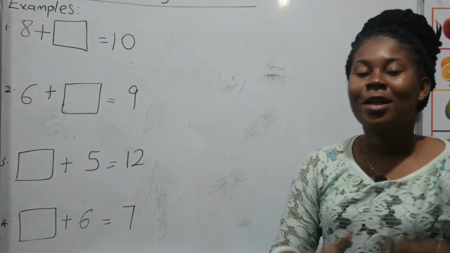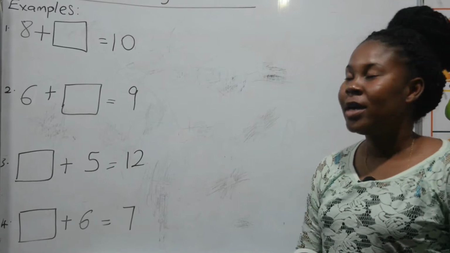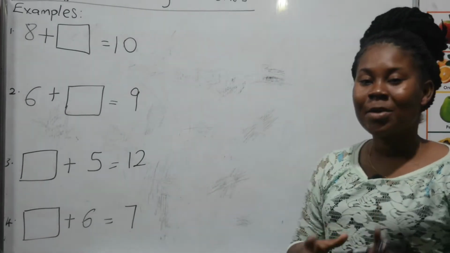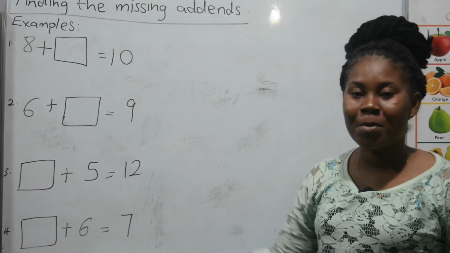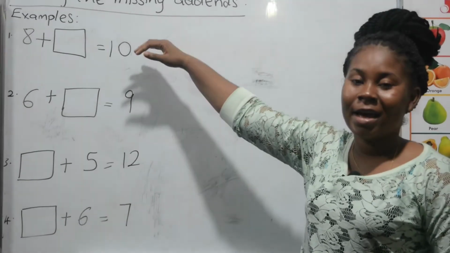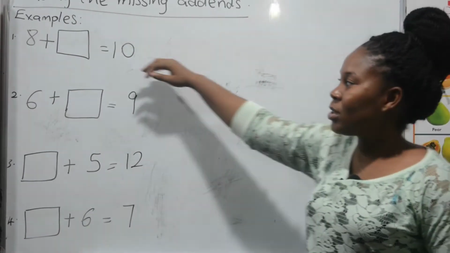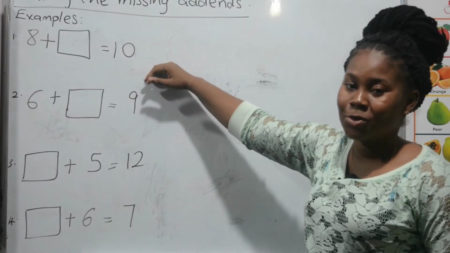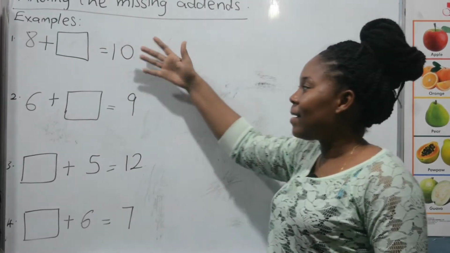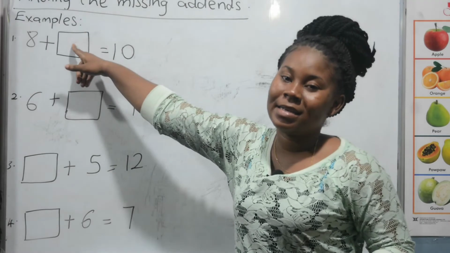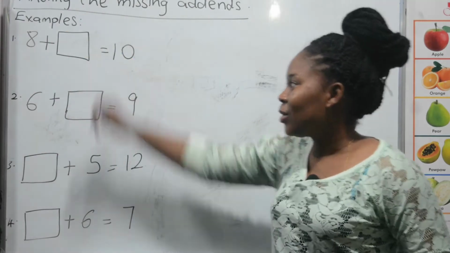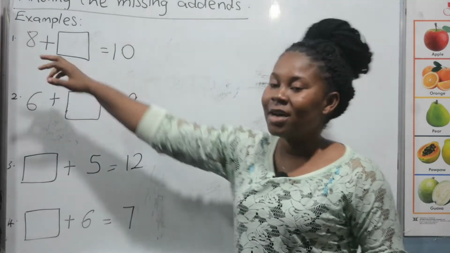So now let's take another example in a different form. This time round it is not in a diagram form, but it will be in an addition sentence form. So this is an addition sentence. So we are coming to find the missing addend or the missing number there. So I have 10 and I have 8.